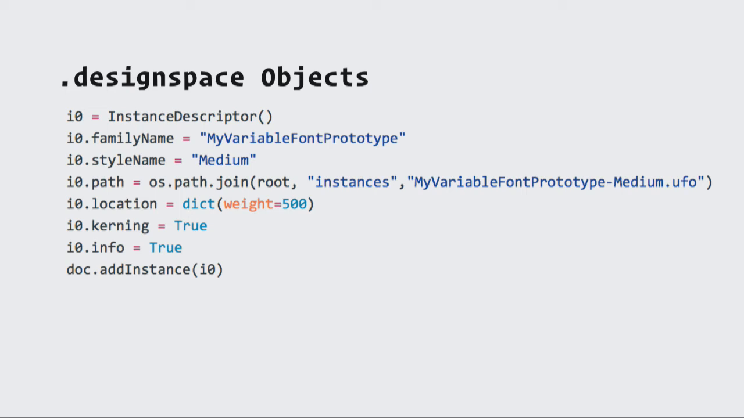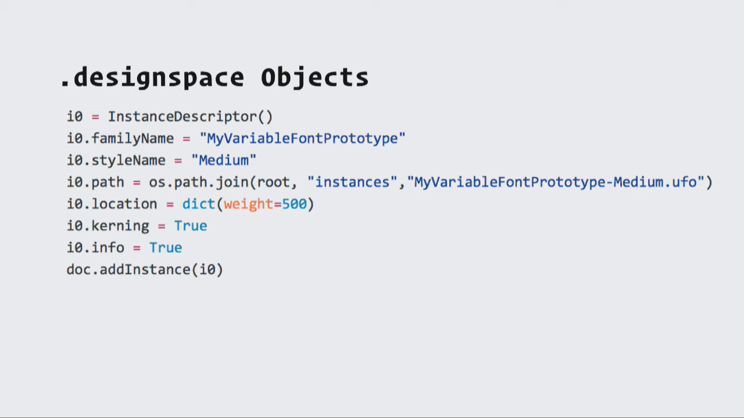You can give it a location, which is a dictionary in which the axis name is the key and the axis value is the value. They're quite easy to make. In Mutator, there is an object called location, which is basically just a dictionary, but it has a couple of methods making it a little bit easier. But you can just put a dictionary in this one. I want this instance to have kerning. So, okay, please do. And please also calculate the info.